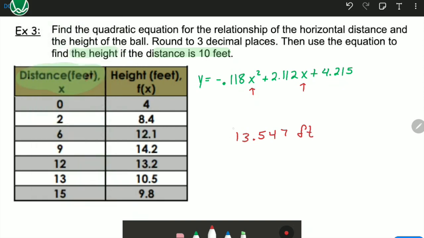Or sorry, reverse that. If our horizontal distance was 10, then our height was 13.547 feet. I mixed up which one was X and Y. So the height of 13.547 feet.